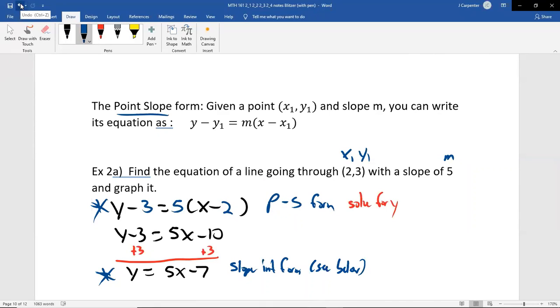And you might say, well, how do I know which one goes where? Well, the one you started with, this goes first. The one you end with, this goes last.